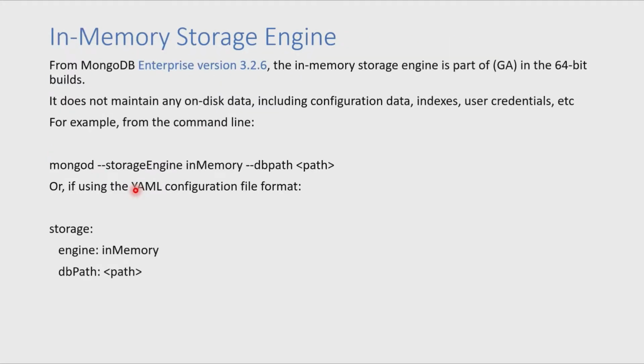There is another storage engine which is known as the MongoDB in-memory storage engine, and it is available for the enterprise edition. And this is good because this is faster, because it is not going to maintain anything on the disk. Everything will be there in the in-memory area. If you talk about the data, indexes, or user credentials, everything will be like that.